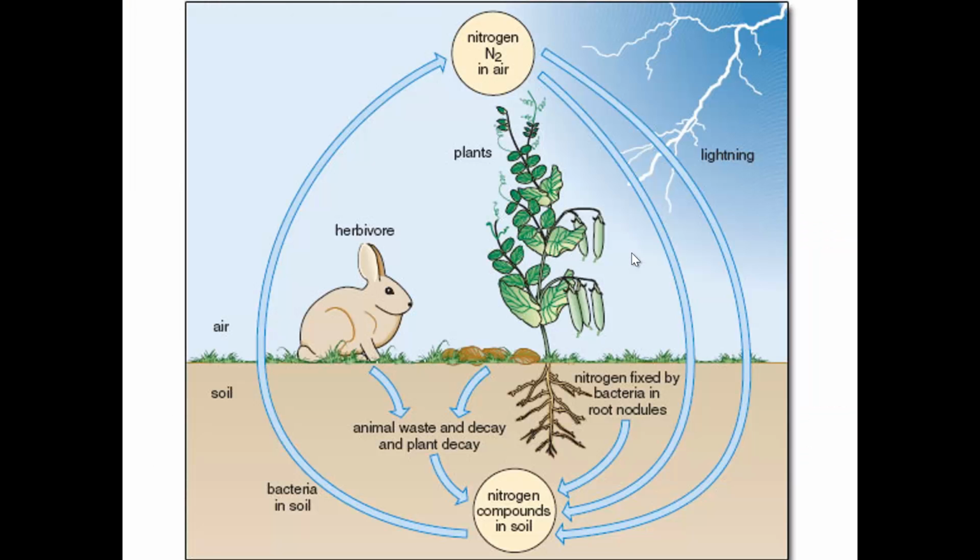Here's another picture of the nitrogen cycle in action. Remember, nitrogen in the air is taken in by bacteria in the soil. Bacteria in the soil changes that nitrogen into usable compounds that plants and animals can use. Plants then use that nitrogen. A rabbit or any other animal that might eat a plant eats that plant and now has nitrogen for its body. When the animal dies, the nitrogen is released back into the atmosphere and the cycle begins again.